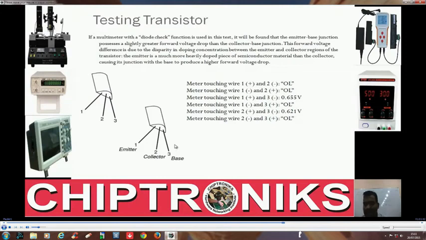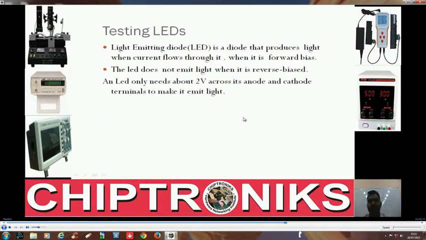So as I said, there is a very important phenomenon in a transistor: the junction potential between emitter and base is always higher than the junction potential between collector and base. Alright, this is due to a larger doping concentration between emitter and base, and a lesser doping concentration between collector and the base terminal. Alright, so this is the right way of testing any transistor. Alright, let's go to the next slide.